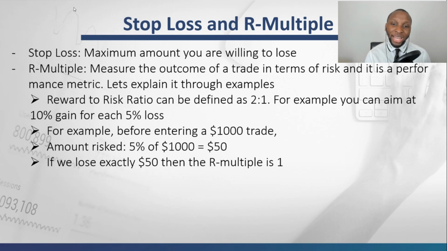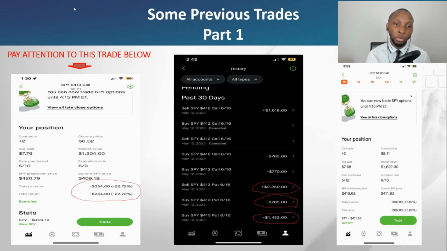So if you lose exactly $50, then that R multiple is 1. There are some other examples I could bring, but I'm just bringing up terms to give you an idea about them. You are kind of aware of them, but know that the R multiple could have different values, 1, -1. It really depends on whether you are losing or whether you are winning.